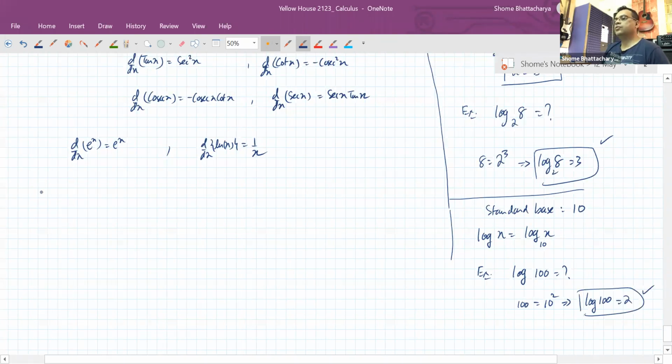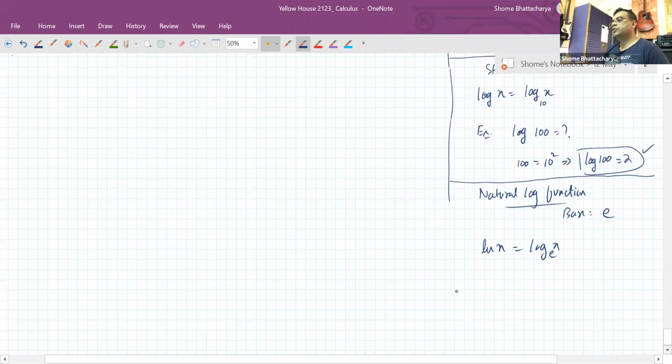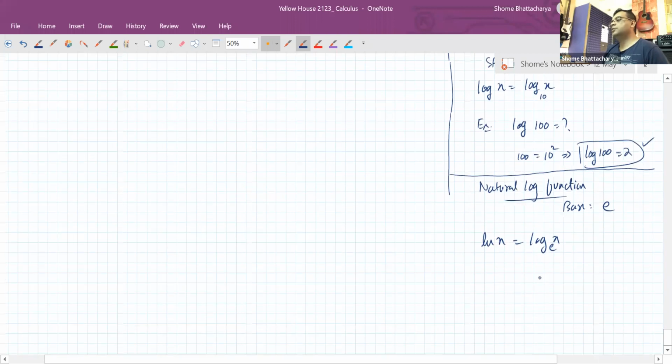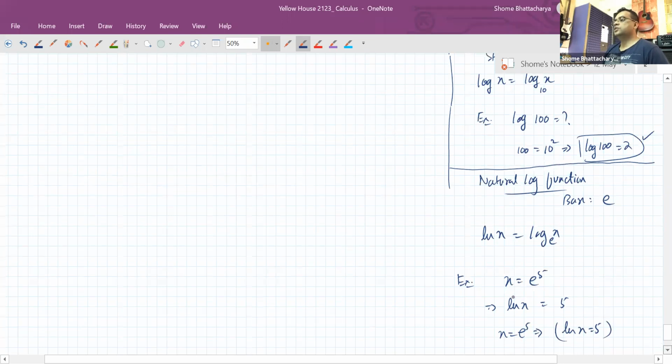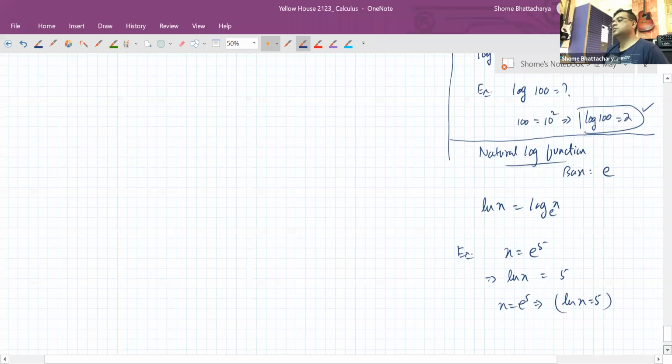Now, like that, we have what is called the natural log function. The natural log function uses the exponential number as the base. So ln x is nothing but log x to the base e. For example, if I have x as e to the power 5, what is ln x? ln x will be equal to 5, because e raised to the power 5 is equal to e raised to the power 5. This implies that ln x is equal to 5. Similarly, if x is equal to e raised to the power minus 5, then ln x is minus 5.